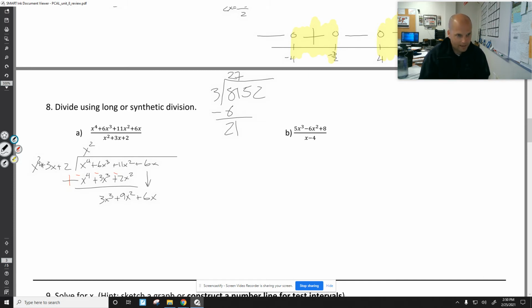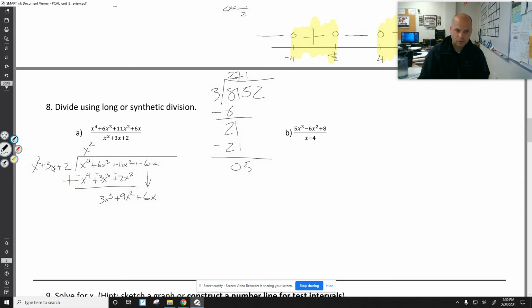Bring down the 6x, just like we brought down the 1. Now, x squared plus 3x plus 2, how many times does that go? That's the next thing. Like, how many times does 3 go into 21? We said 7, and 3 times 7 is 21. We put the 21 down here, subtract, get a 0, and bring down the 5. And then we'll put a 1 here. That was the process.